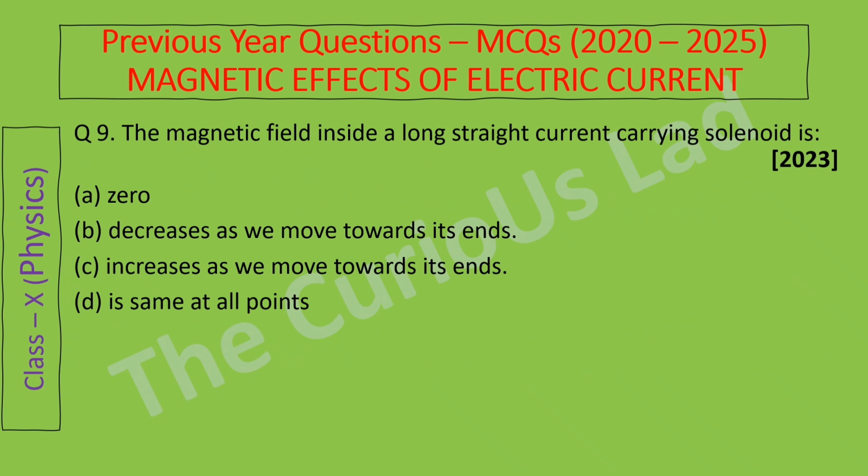The magnetic field inside a long, straight, current-carrying solenoid is option A, 0, option B, decreases as we move towards its ends, option C, increases as we move towards its ends, or option D, is same at all points. And the correct answer is option D, same at all points.